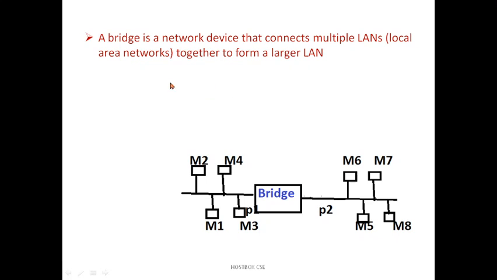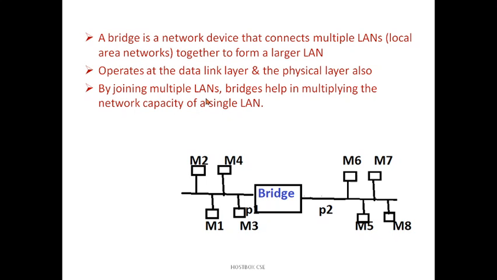So what is a bridge? In a simple way, a bridge is a network device that connects multiple LANs together to form a larger network and share information. It operates at the data link layer as well as the physical layer. So a bridge means you can connect two LANs. By joining multiple LANs, bridges can help in multiplying the network capacity of a single LAN also.